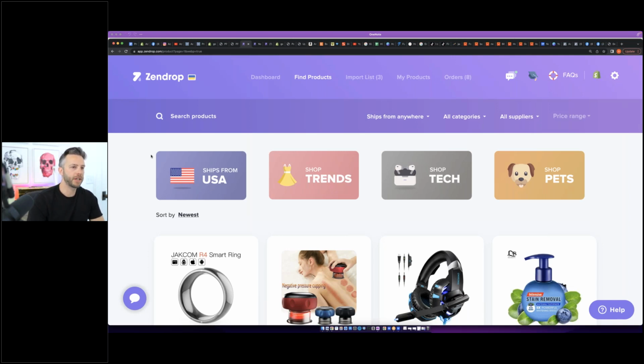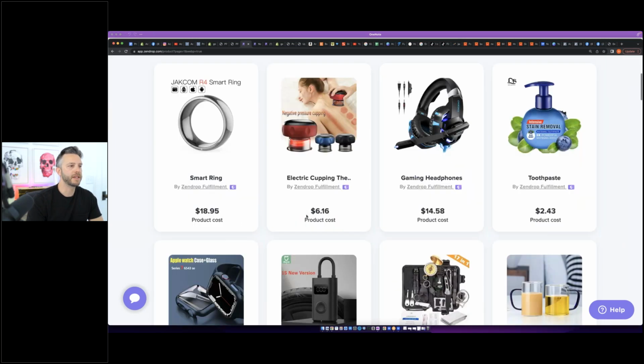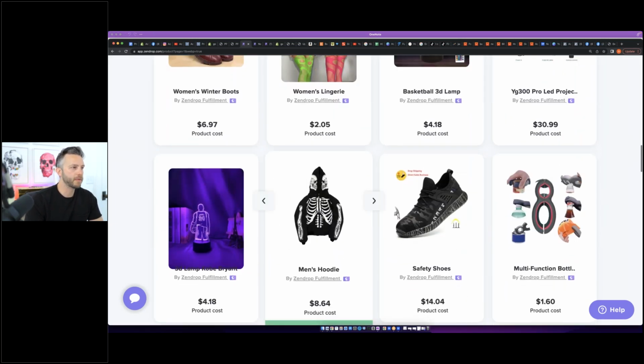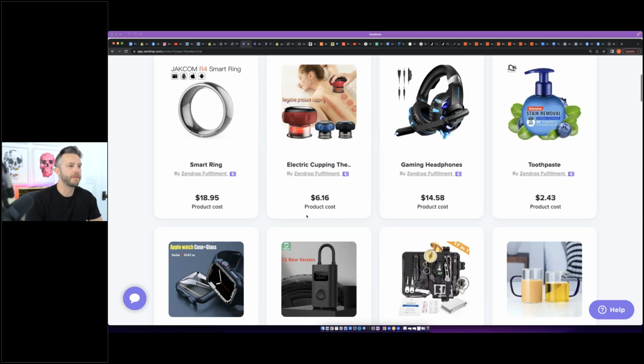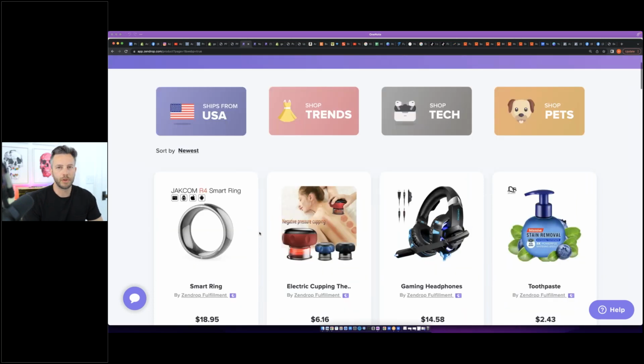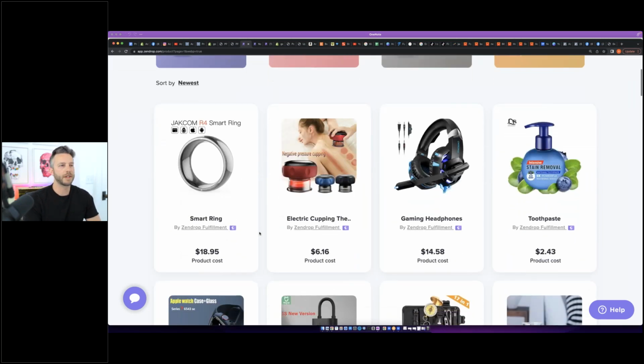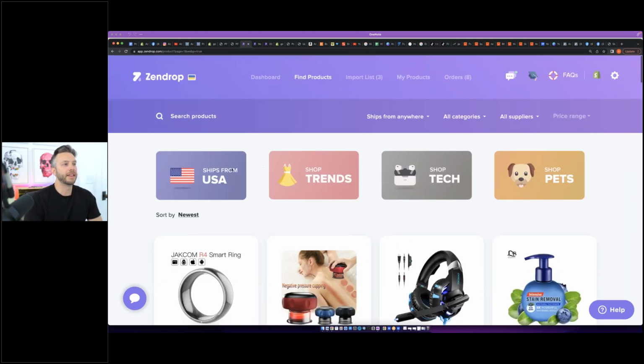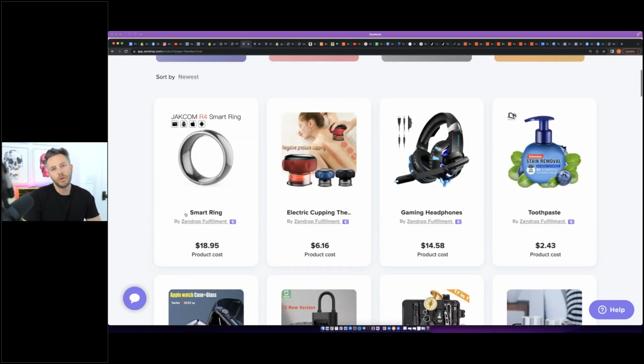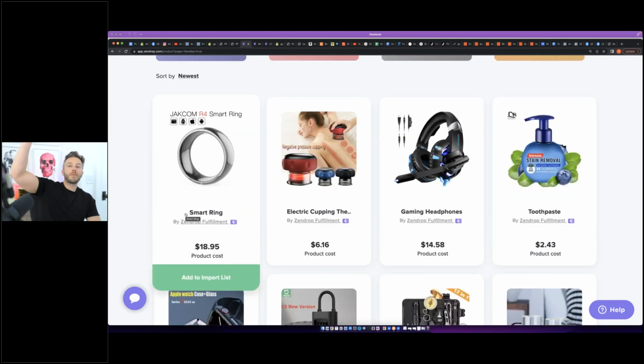All of these things that are here right now are here because they show promise. Zendrop isn't putting stuff up here that you can put on your store that doesn't get you success, because if you don't have success, they don't have success, right? So I always like to come in here and look at the newest products that are added, because if it's new, then that means it's on the rise. Yes, it's on the rise.